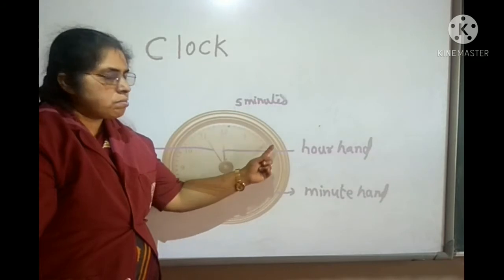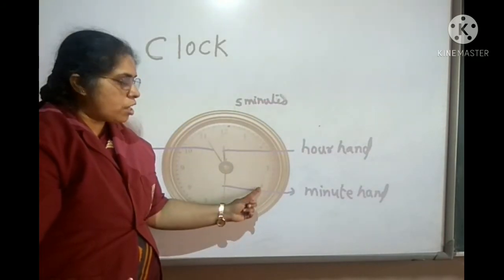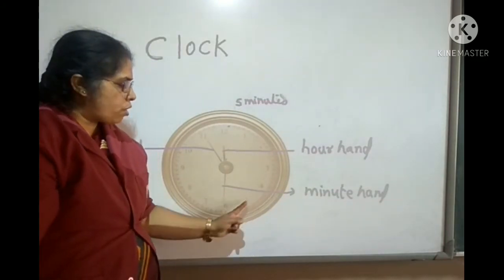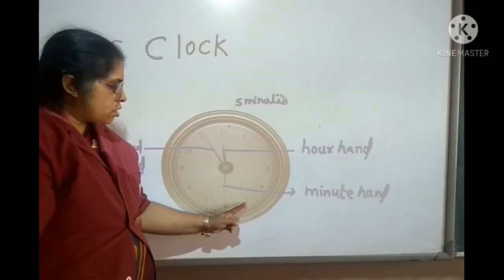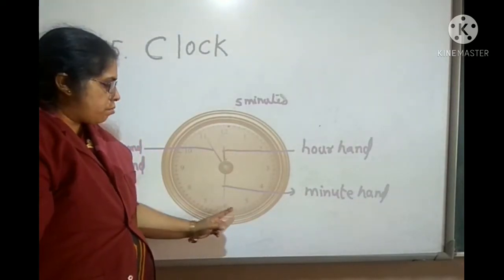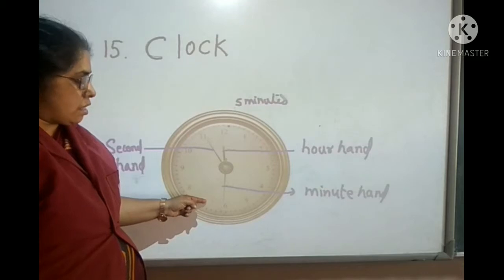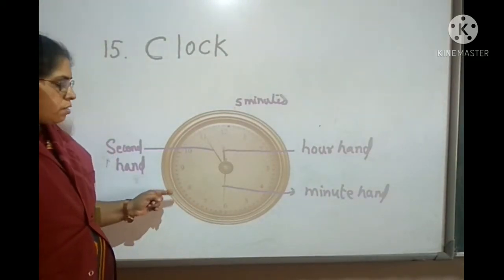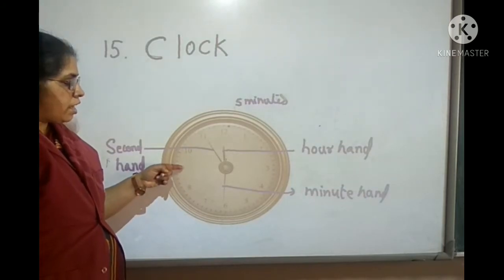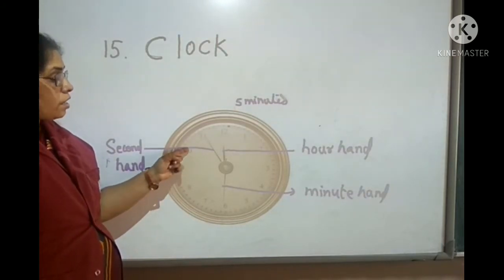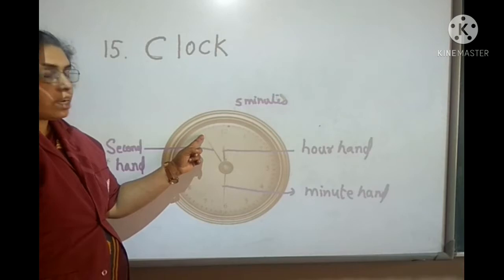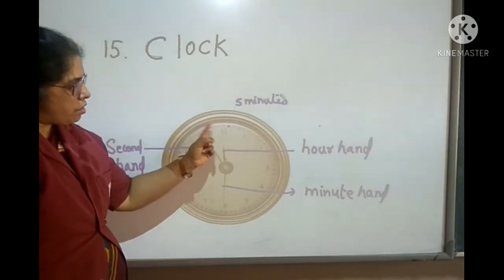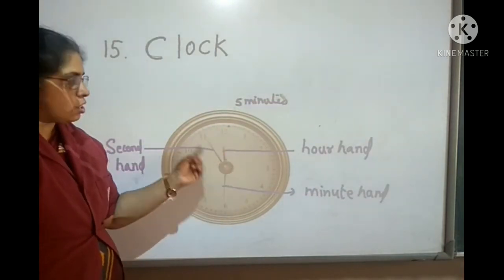2 and 3, 5 minutes are there. 3 and 4, 5 minutes. 4 and 5, 5 minutes. 5 and 6, 5 minutes. 6 and 7, 5 minutes. 7 and 8, 5 minutes. 8 and 9, 5 minutes. 9 and 10, 5 minutes. 10 and 11, 5 minutes. Between 11 and 12, there are 5 minutes.